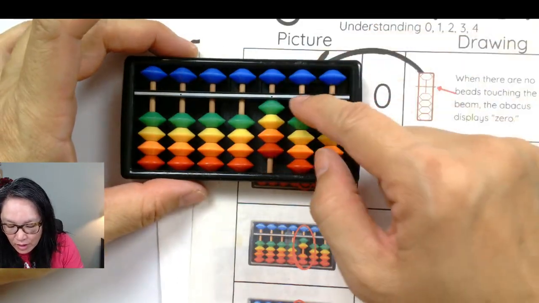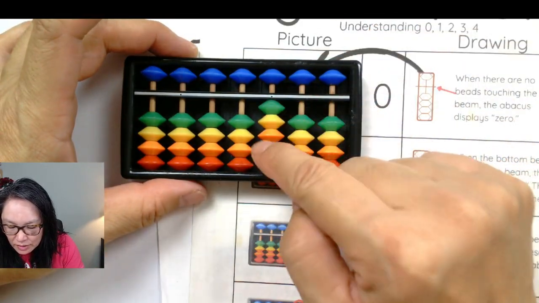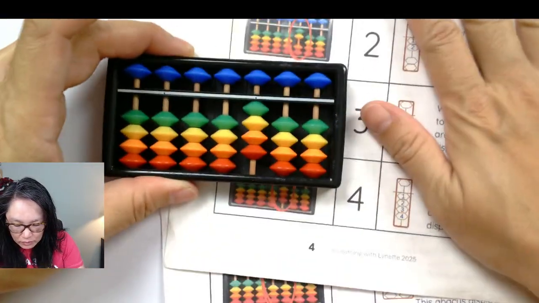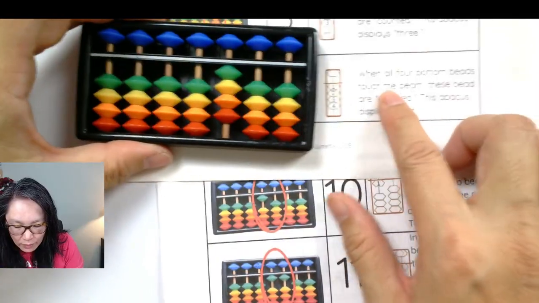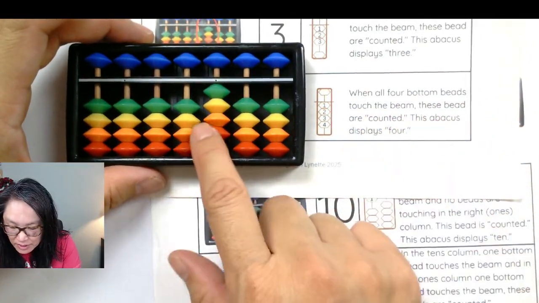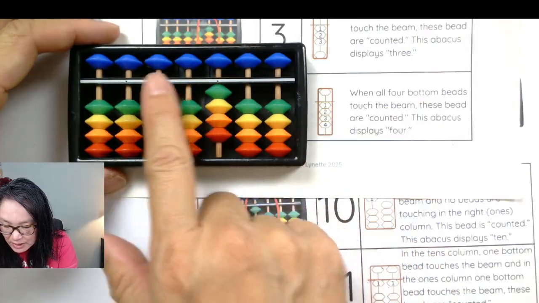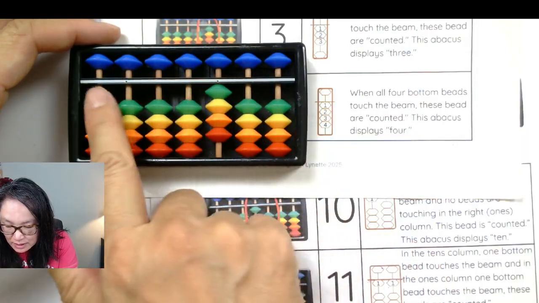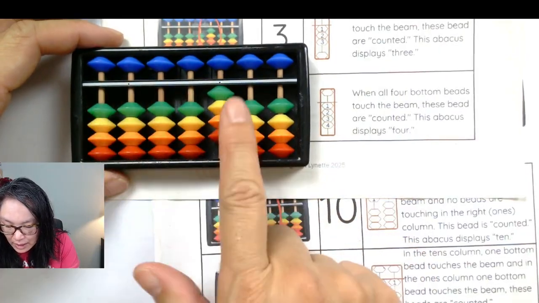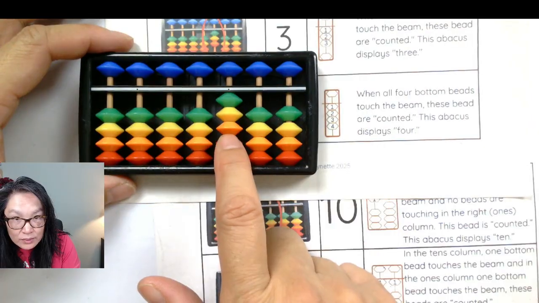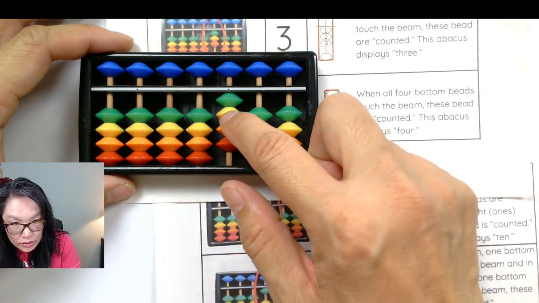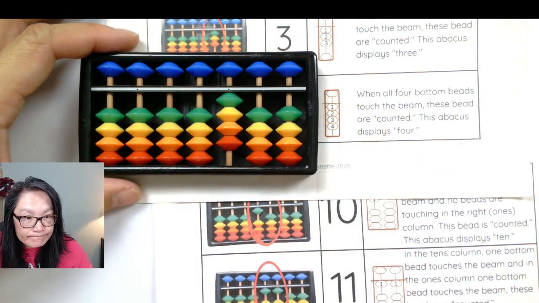So we have 4. Anytime the beads are touching this horizontal bar, this is being counted. This is what we call 4. How do I know? Well, when all the 4 bottom beads touch the beam, they are counted. None of these other beads are touching this horizontal bar, so they're not being counted. These are all zeros. However, this one is counted. So we have 4.